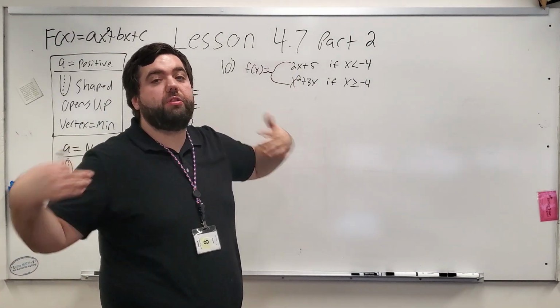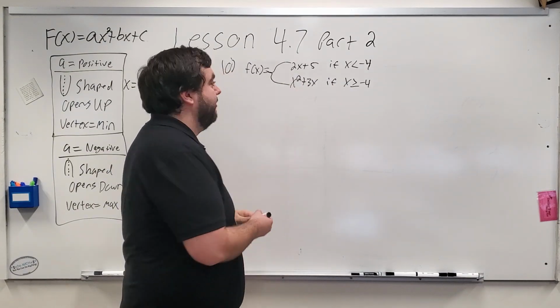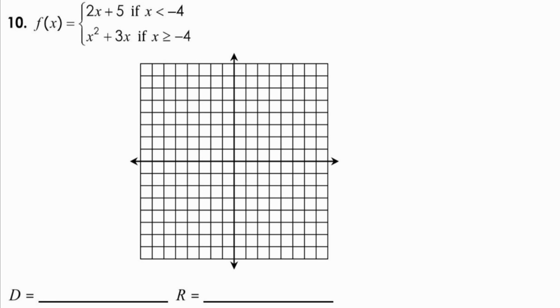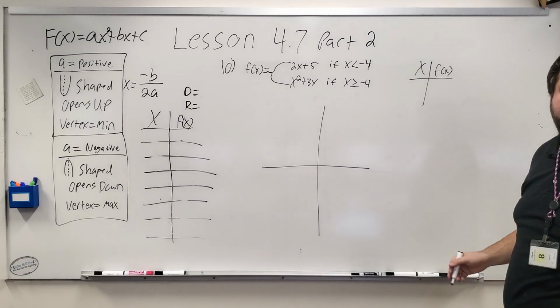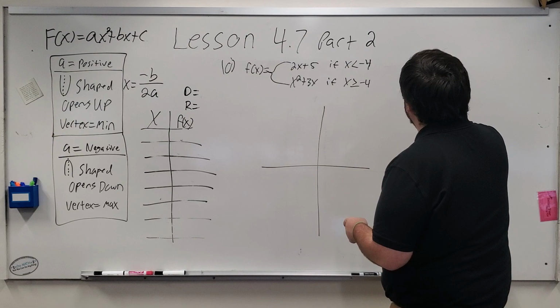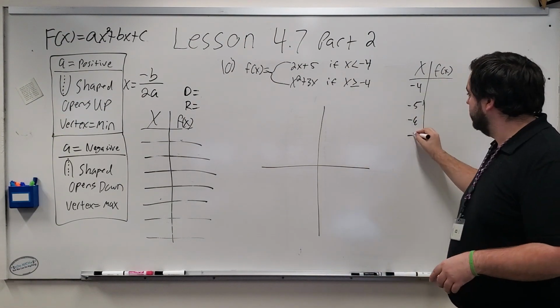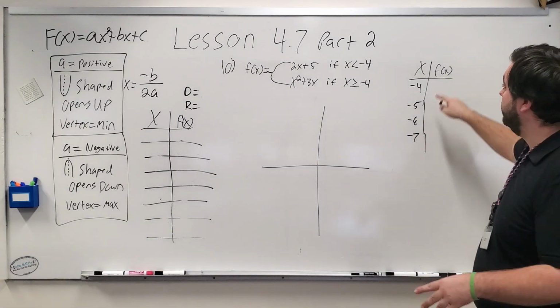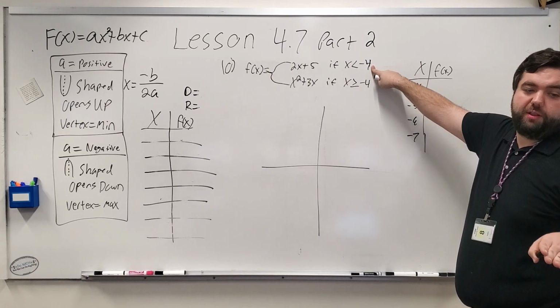So if I were to use the number 0, that is in this domain, so I would only use this equation. All right? So, still make an XY table. Let's go ahead and get the easier one out of the way. Where do I start my XY table? Well, I start it at my domain restriction. So my domain restriction is negative 4, negative 5, negative 6, right? We'll even do negative 7. All right, because it is less than negative 4. So it's all numbers less than negative 4.